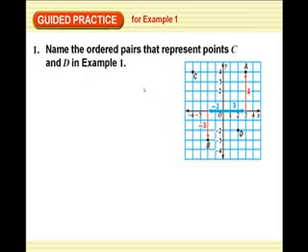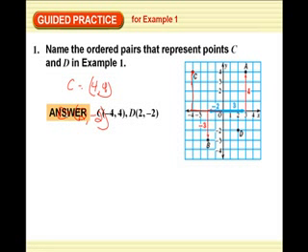Name the ordered pairs that represent points C and D. Okay, so C, where is C located? Starting at 0, 0, we go 1, 2, 3, 4, and up 1, 2, 3, 4. So C is located at 4, 4. D is located at 2, -2, because we went down. There we go. Ooh, negative. Mrs. Mbivins messed up. -4 because we had to go back this way. Ooh, I don't like it when I make those mistakes.